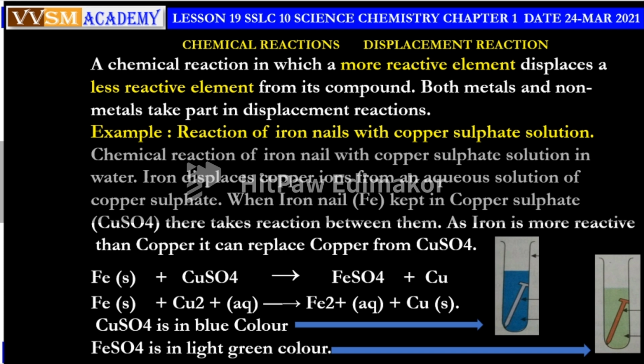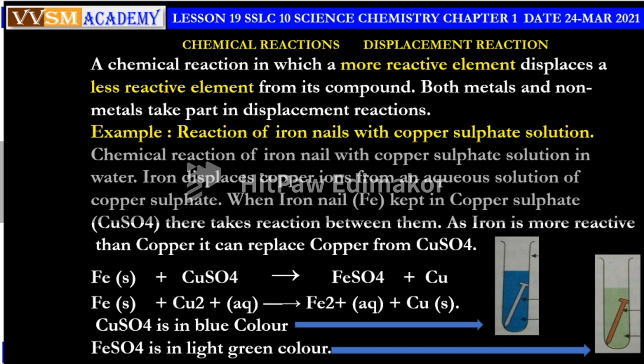The example for this class's displacement reaction: you see, the reaction of an iron nail with copper sulfate solution. How? Observe the figure. You take the copper sulfate solution in the test tube and put the iron nail and keep it for a while. So here is the chemical reaction of the iron nail with copper sulfate solution in water. Iron displaces copper ions from an aqueous solution of copper sulfate, which is blue in color.